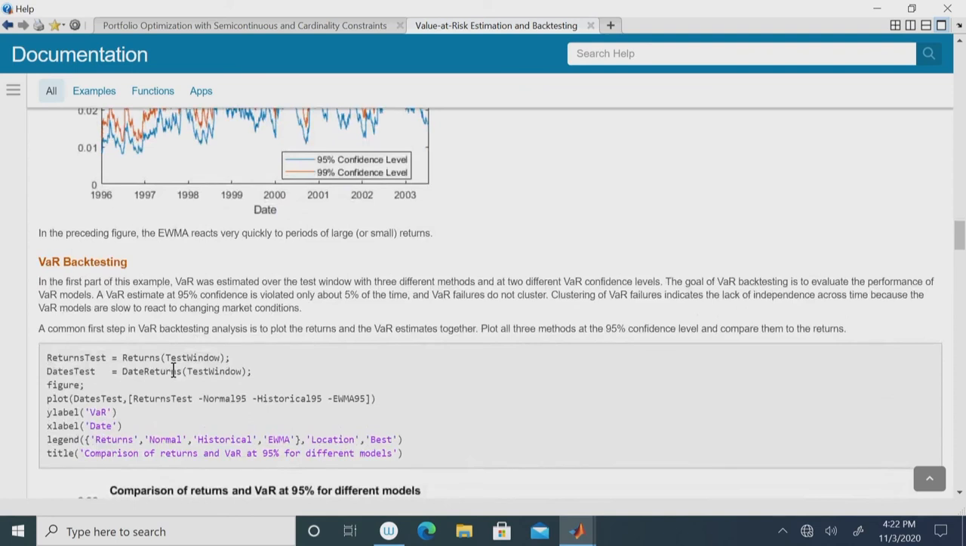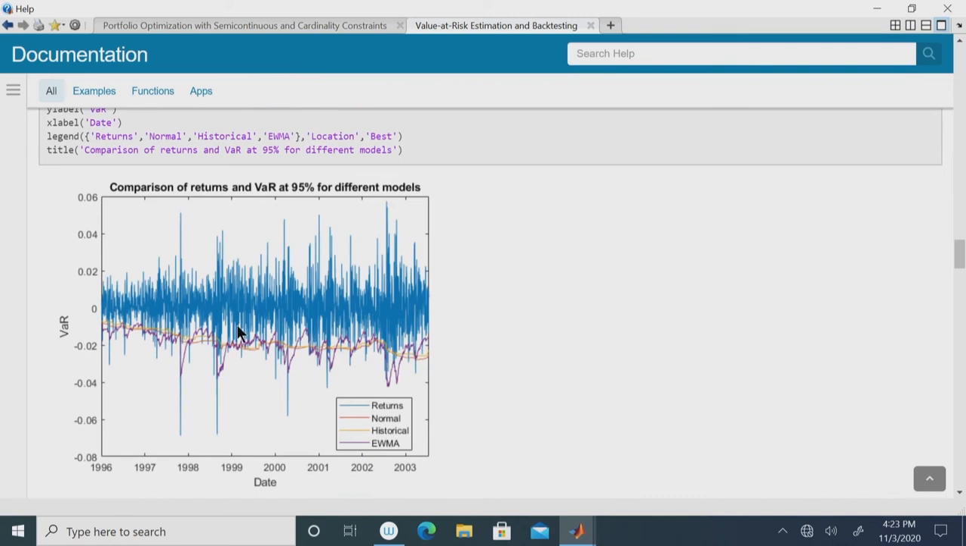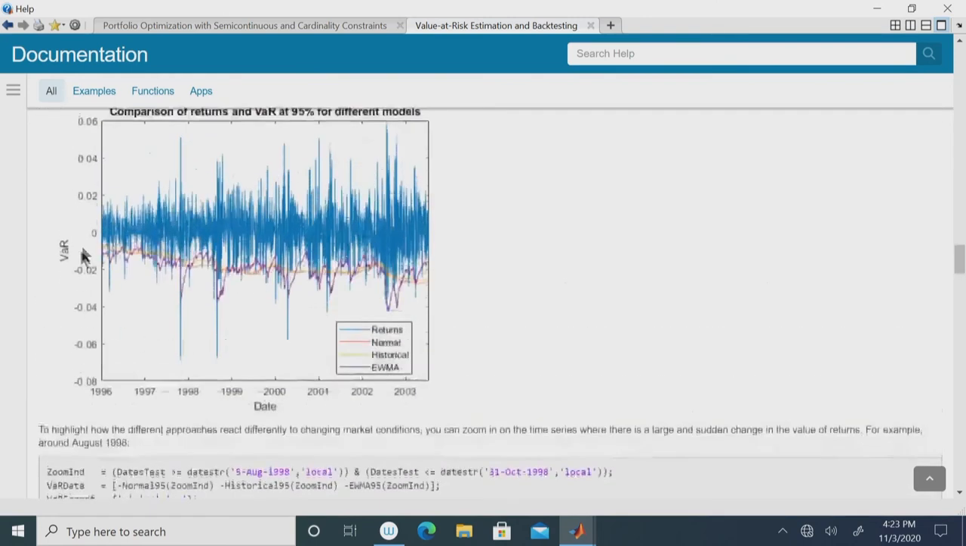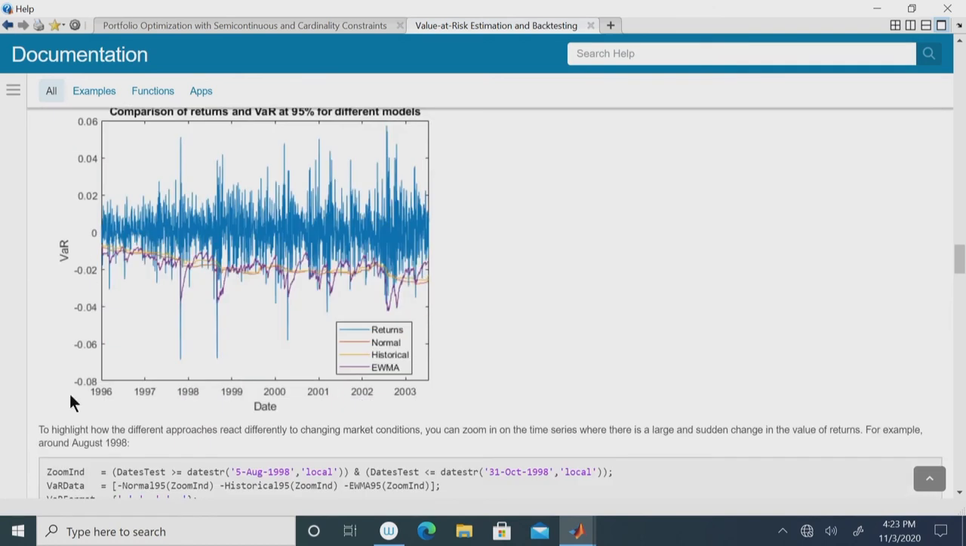So, what you do here is the following. A common first backtesting analysis is to plot the returns and the VAR estimate together. So, you plot the VAR estimate and at the same time you plot the returns. An example of this is a comparison of returns and the VAR at 95% using the various different models. Now, this looks of a spiky and very volatile nature, but you will get better clarity if you actually zoom into this.